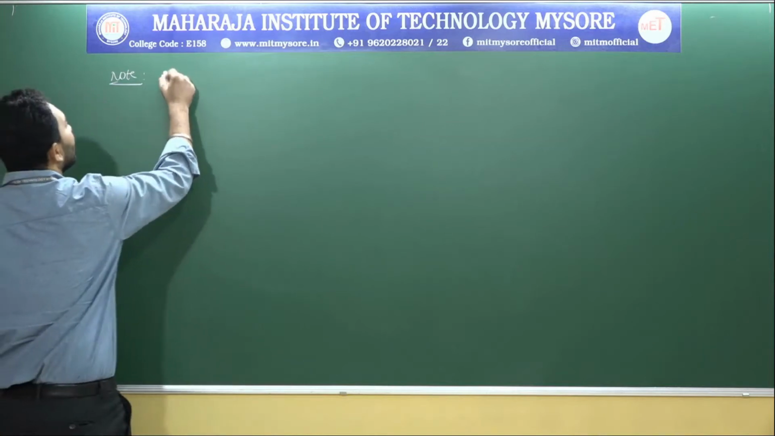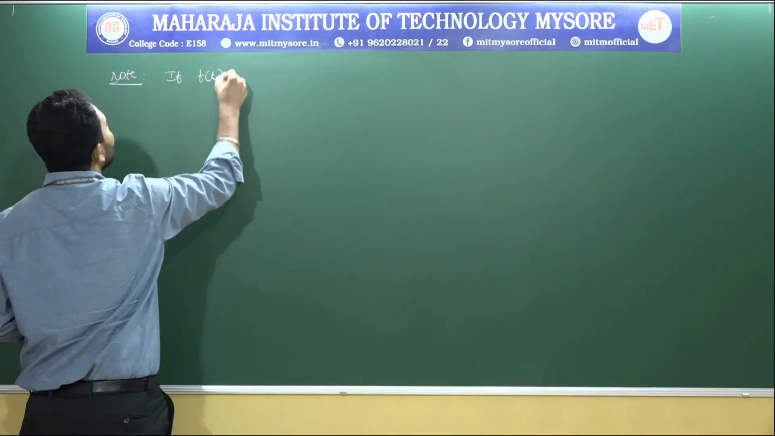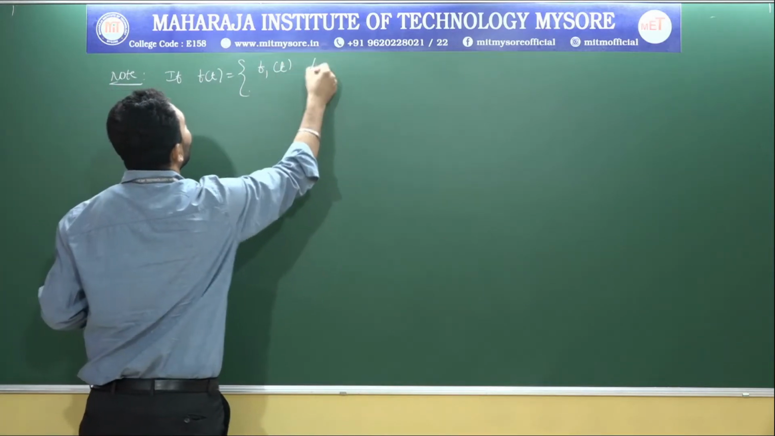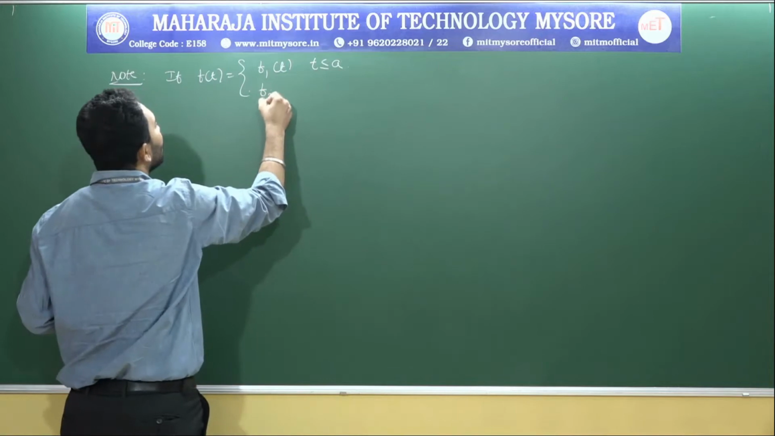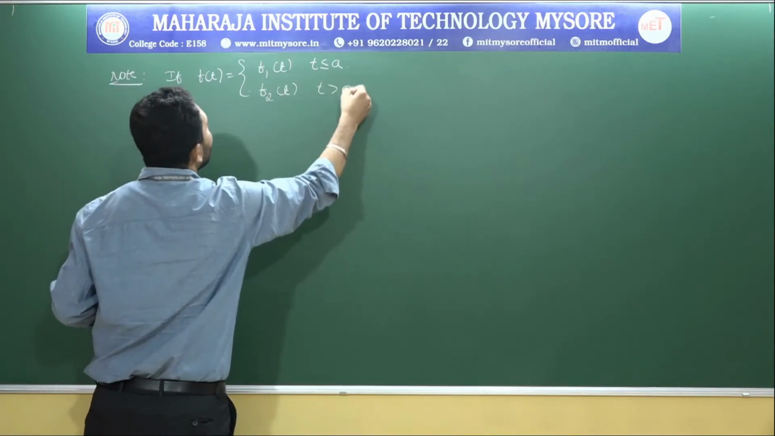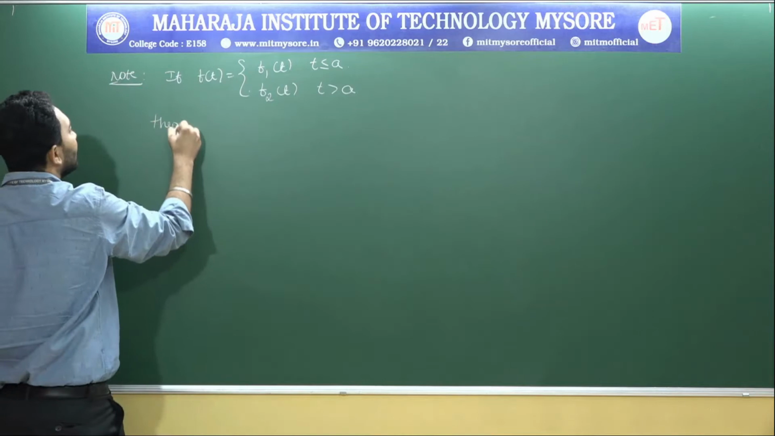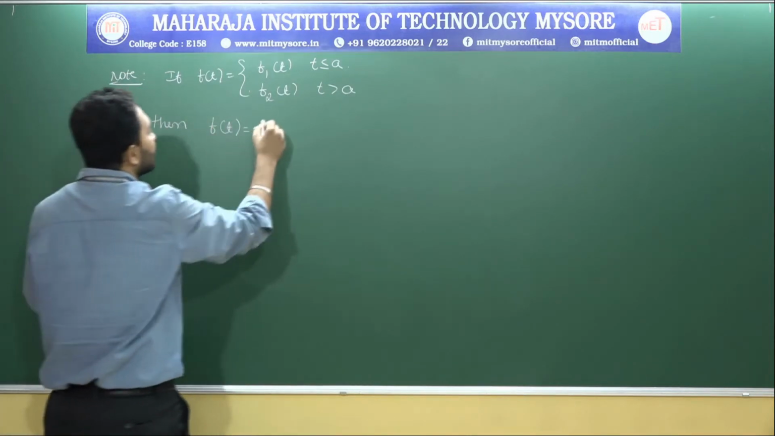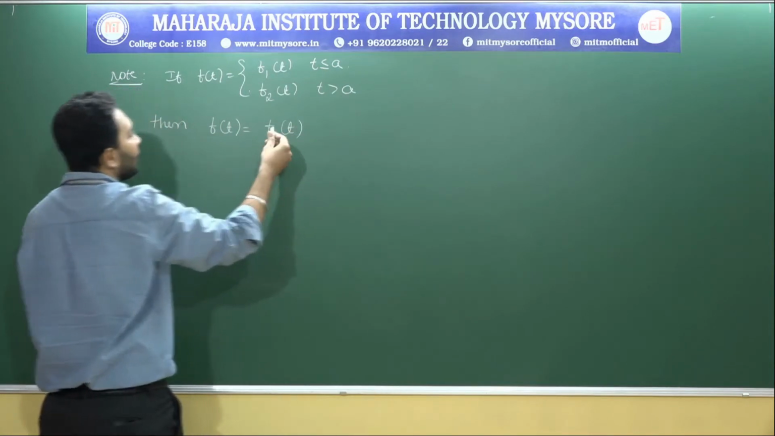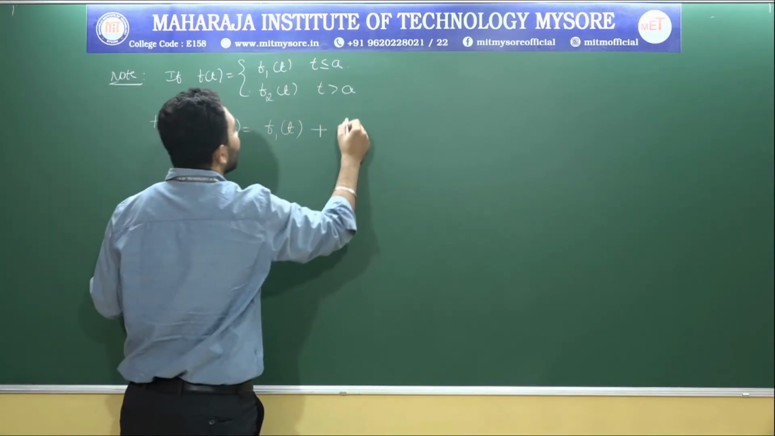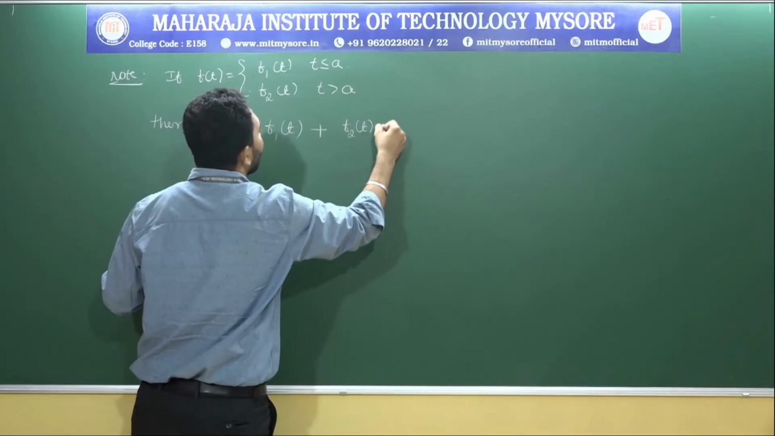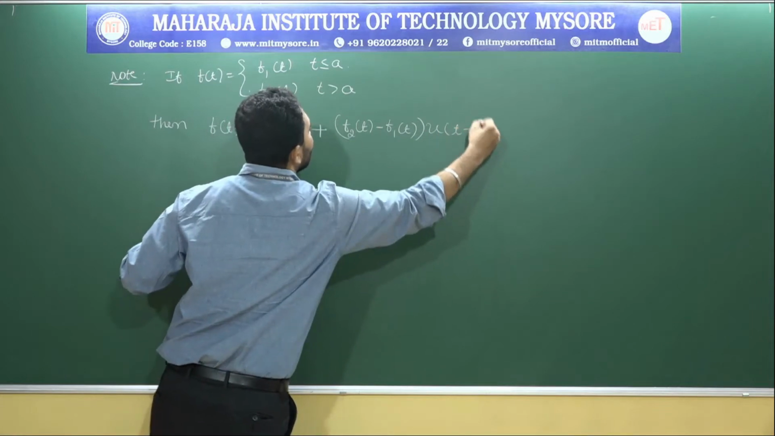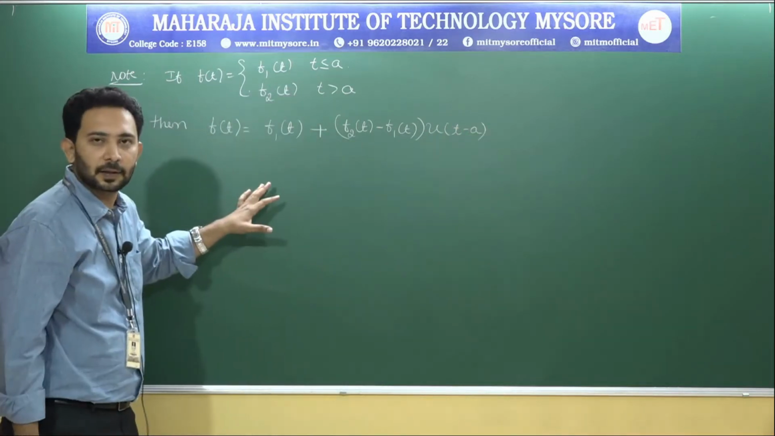If f of t equals f1 of t for t less than or equal to a, and f2 of t for t greater than a, then f of t in terms of the unit step function is f1 of t plus f2 of t minus f1 of t into u of t minus a. Remember this one.